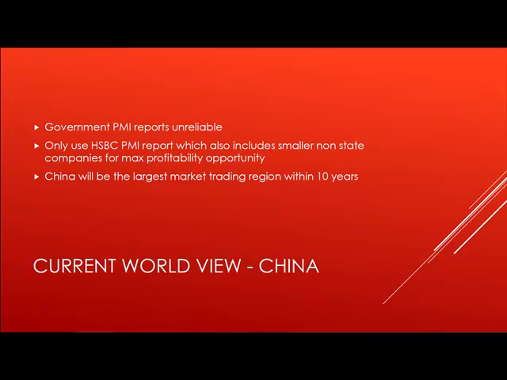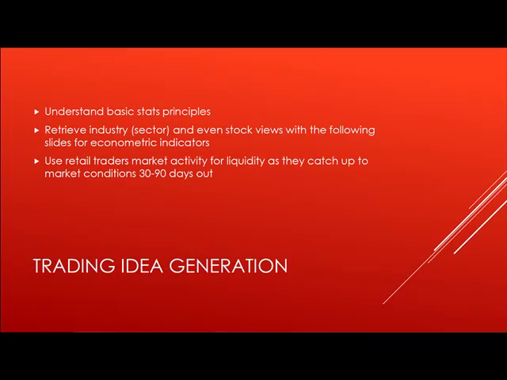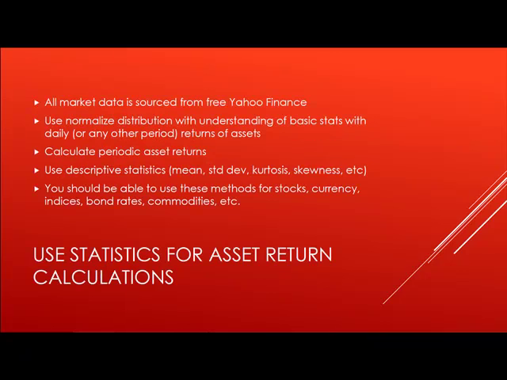Okay, so we have our current worldview. Now, from there, as I said, we're able to generate trading ideas. So we need to understand basic stats principles, and retrieve industry by sector and even stock views, with the following slides for econometric indicators. Now, for retail traders, with the current market activity, we use that as pro traders. We use that as liquidity, as those retail traders catch up to market conditions 30 to 90 days out.